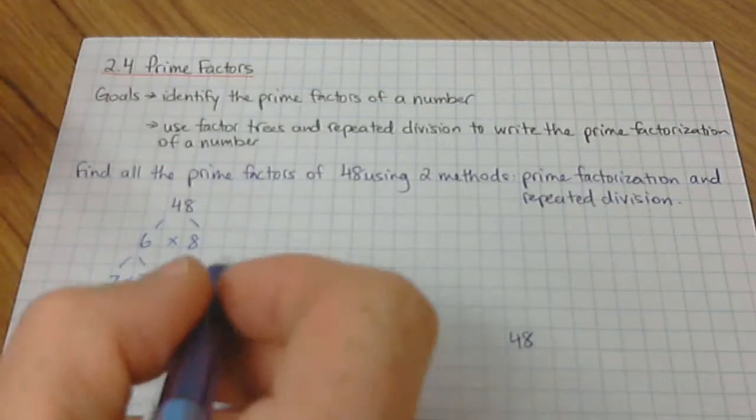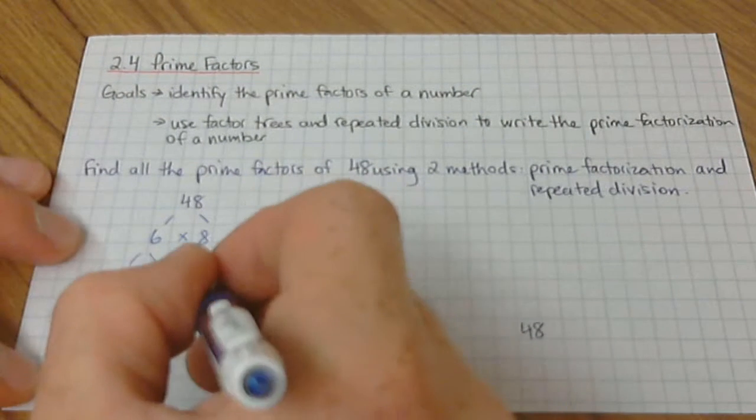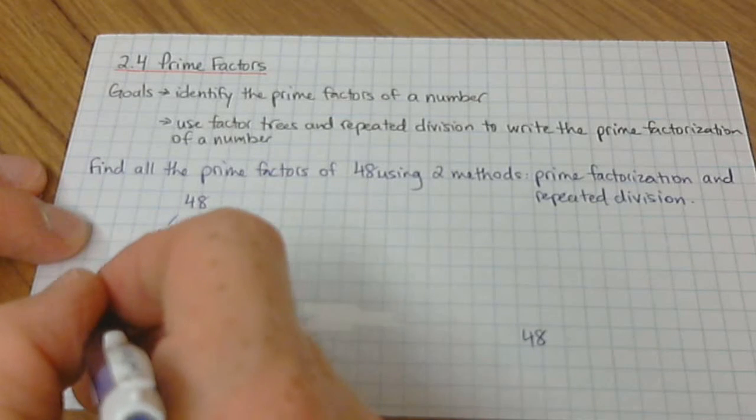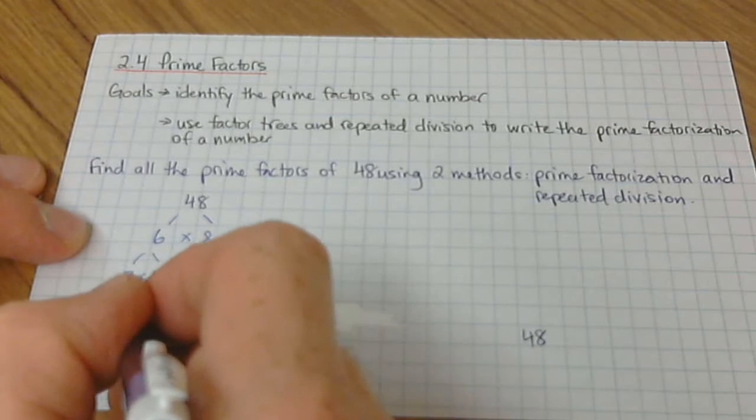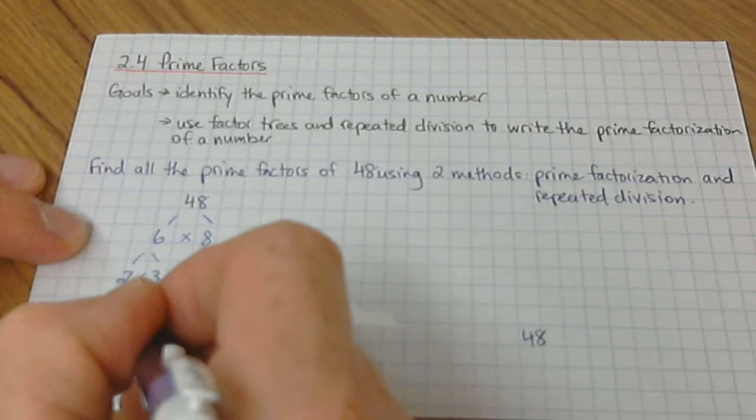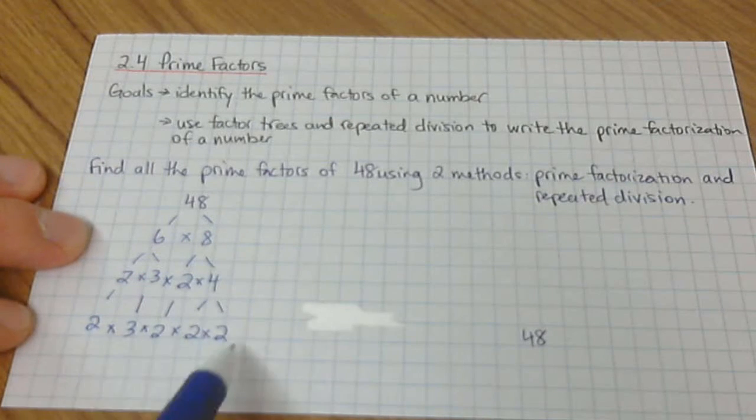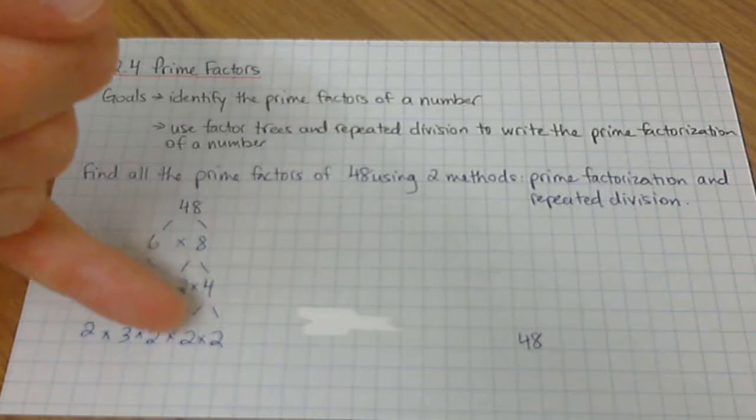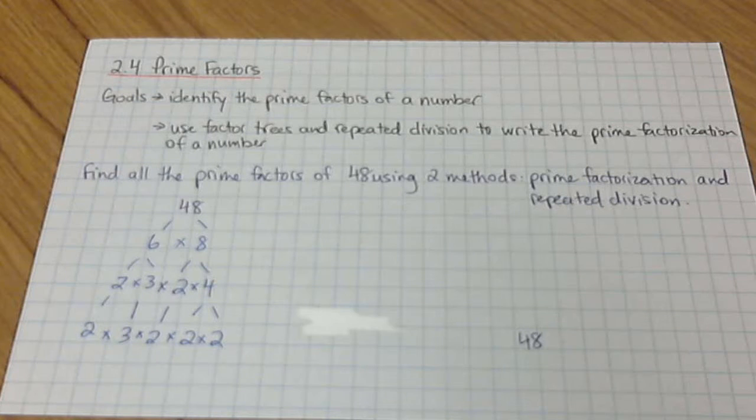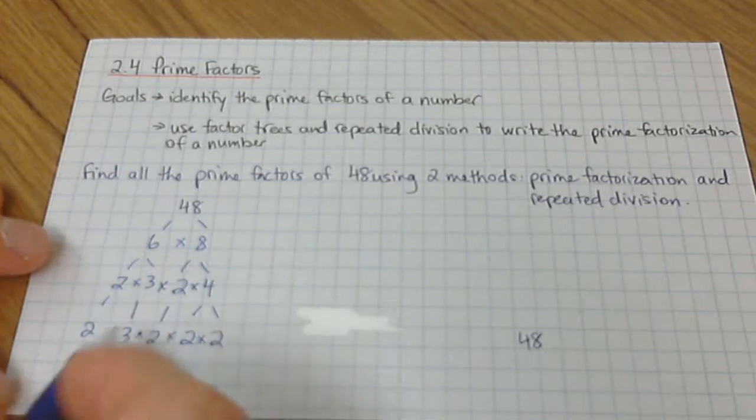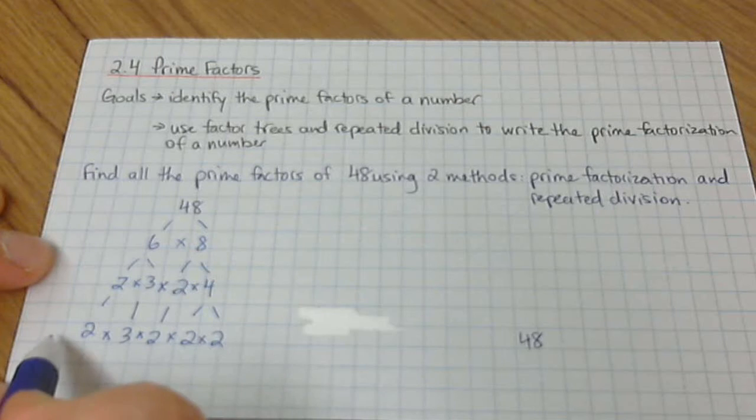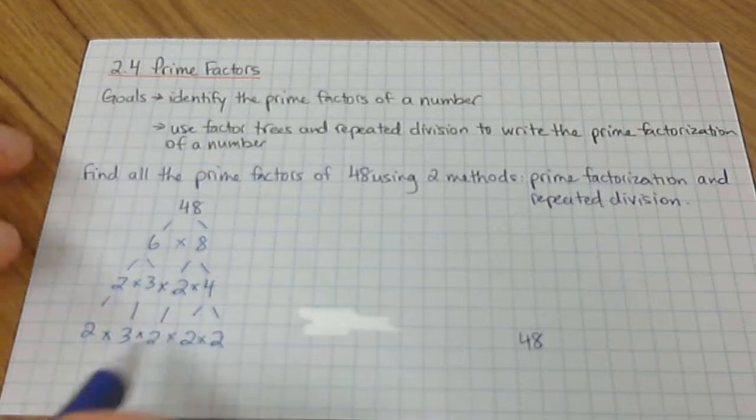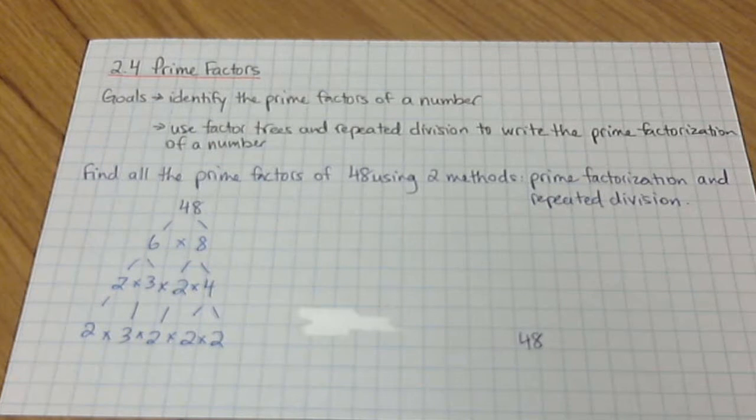Now, I'm still not done, because 4 is not a prime number, right? I know that 4 can get broken down into 2 times 2. I need to keep carrying each of these down, so the 2 and the 3 and the other 2, to show them as a product of prime numbers. So we have 2 times 3 is 6, times 2 is 12, times 2 is 24, times 2 is 48. So this is the prime factorization of 48. This shows that 48 can be made by multiplying these prime numbers together.